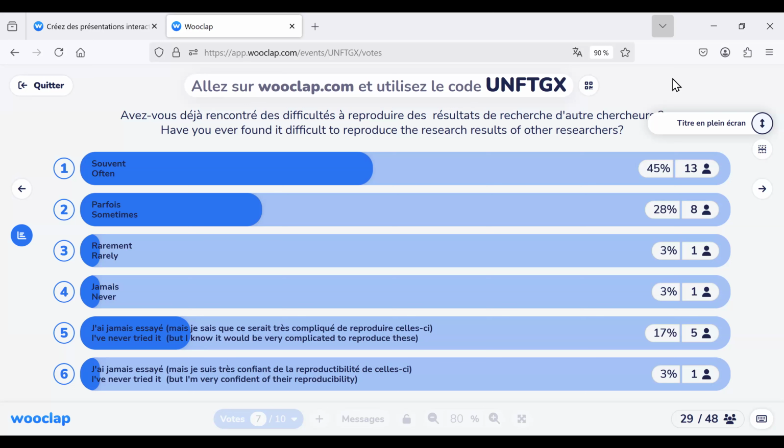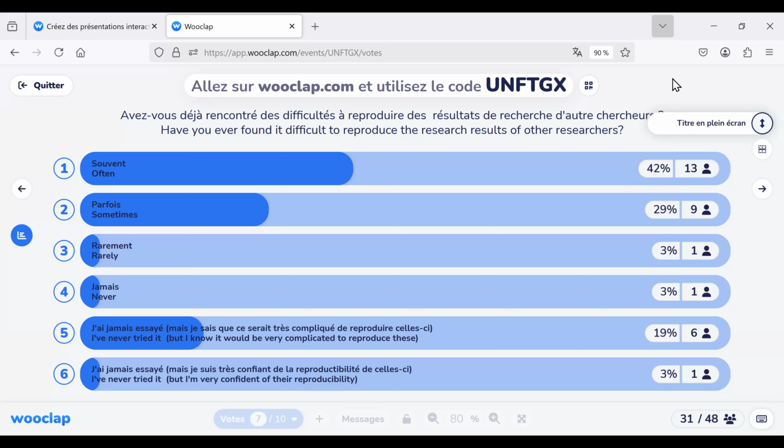Tout confondu. Médecine, computational, tout. C'est un peu uneven, mais il y a des difficultés partout. Et là, pour cette question, pour d'autres chercheurs, ça allait même à 75% de personnes qui disent qu'ils sont incapables de reproduire les recherches de quelqu'un.